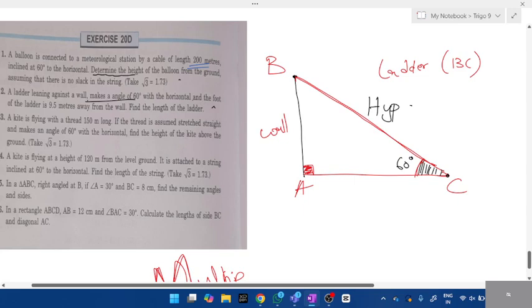The foot of the ladder is 9.5 meters away from the wall. What is 9.5 meters, students? Away from the wall. What do you mean by the foot here? Is B the foot or C the foot of the ladder?